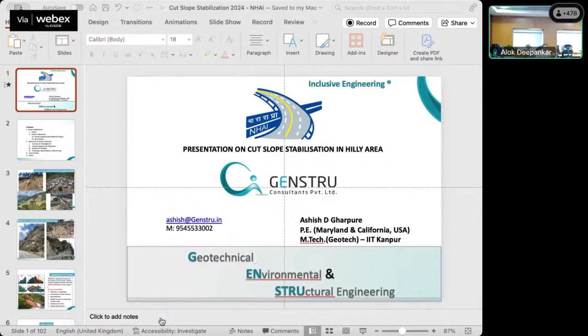The slope stabilization, hill slope stabilization is a very wide subject, but today we are focusing on cut slope stabilization. And in today's presentation, we would cover the issues involved when hill slope is cut, generic measures to be taken for its stabilization, and technical approaches for its proper engineering.